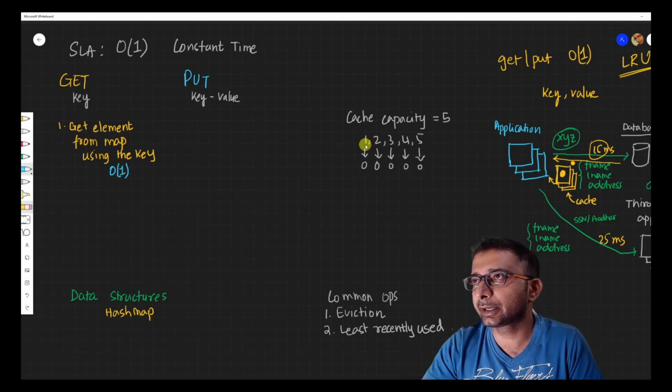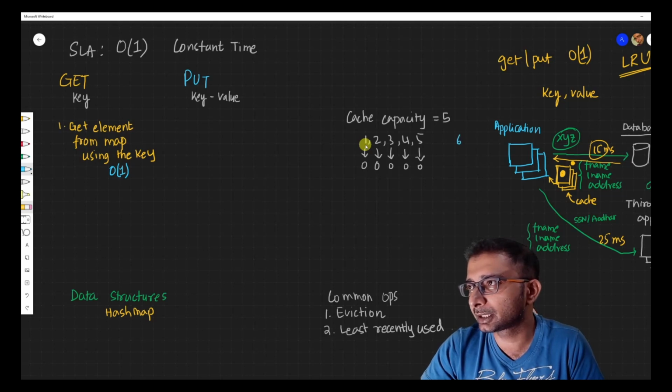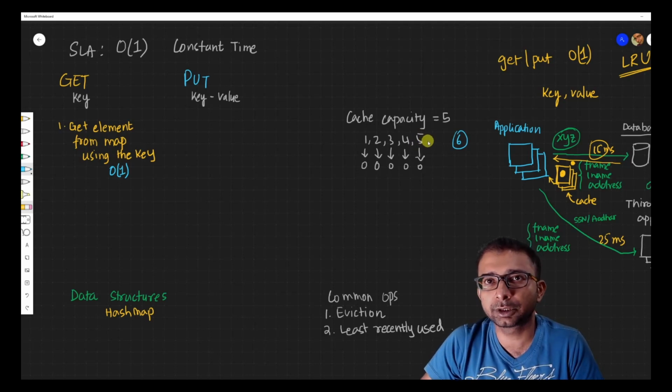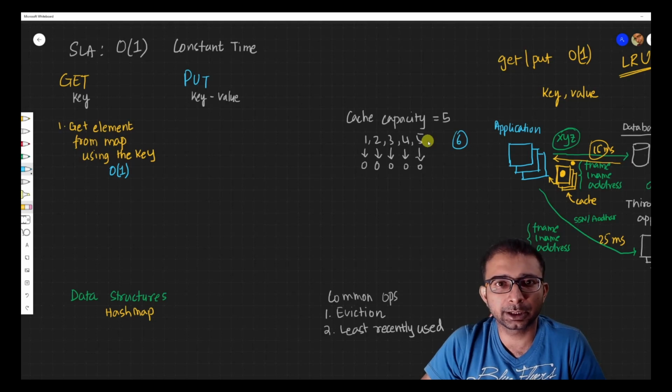Now if I get a new element, 6, I see that my cache is full. I need to evict, and I need to evict 5. So how are we going to deal with that? How do we know that we have to evict 5, right? Which data structure are we going to use in this scenario?